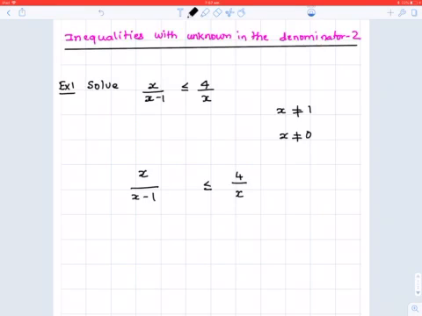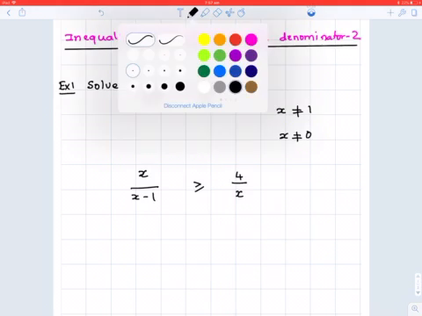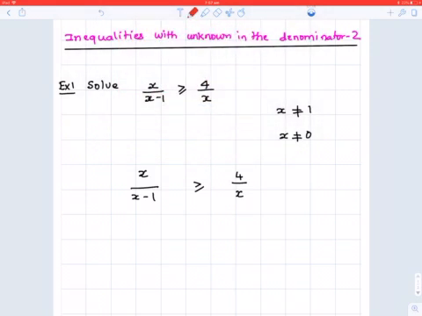So now our question is x divided by x minus 1 is less than or equal to 4 by x. Because it's an inequality, I think I'm going to change the question to more than or equal to. I repeat, sorry: solve x divided by x minus 1 more than or equal to 4 over x.